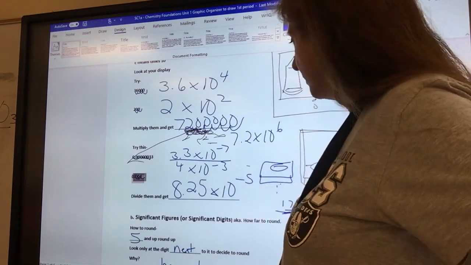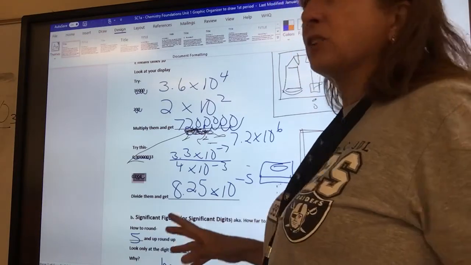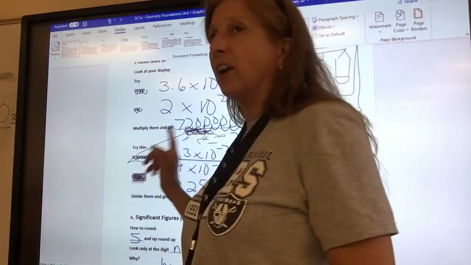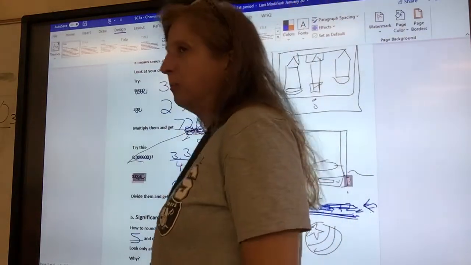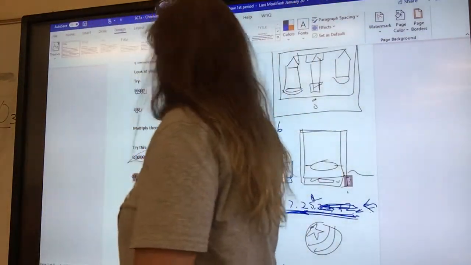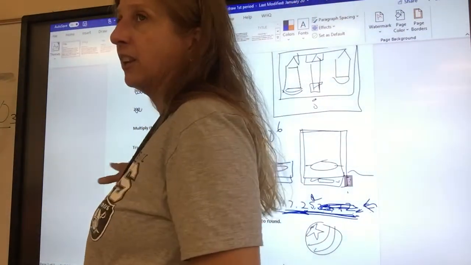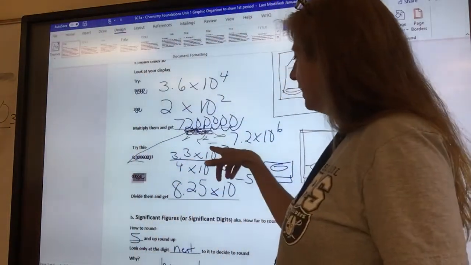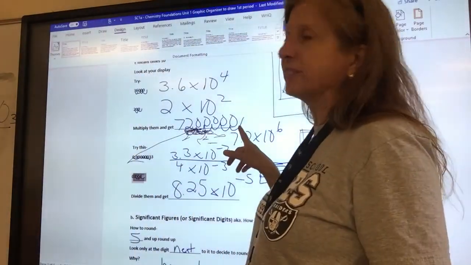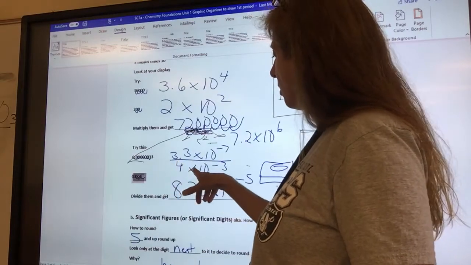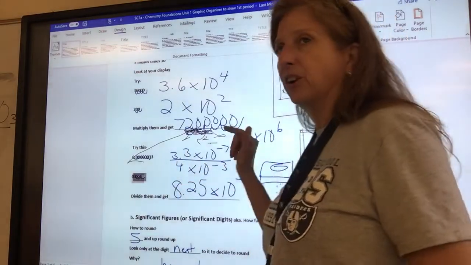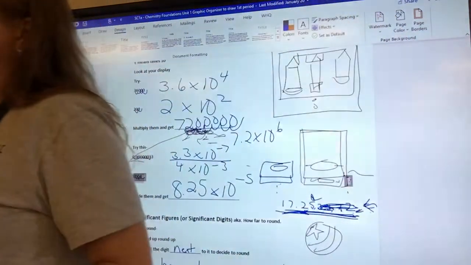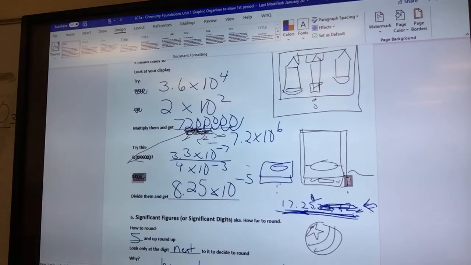Are y'all getting them? Okay, next, I want you to do it on your calculator and divide them and see what you get. Don't do these numbers. Do your scientific notation ones. Do 3.3 times 10 to the negative 7th divided by 4 times 10 to the negative 3rd on your calculator and see if you can get the right answer. Everybody try that on your calculator.